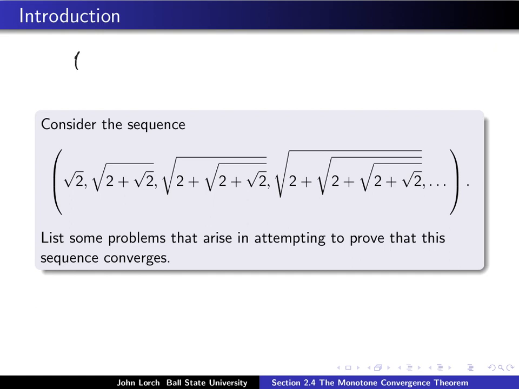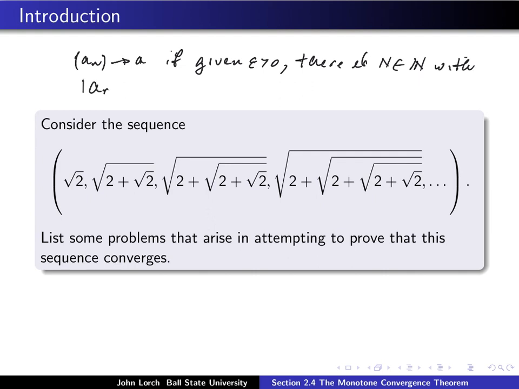So remember that a sequence a_n converges to a limit a if, given epsilon bigger than 0, there's an N, a natural number N, such that the distance between a_n and the proposed limit a is less than epsilon whenever little n is bigger than or equal to this special threshold, capital N.